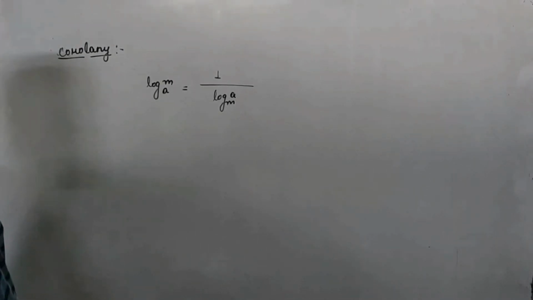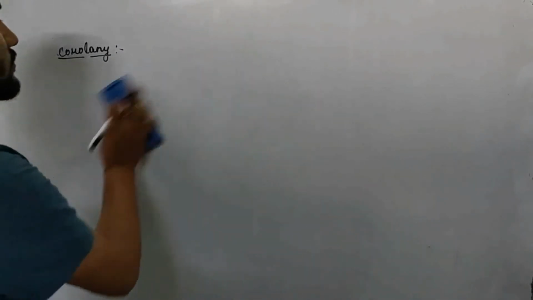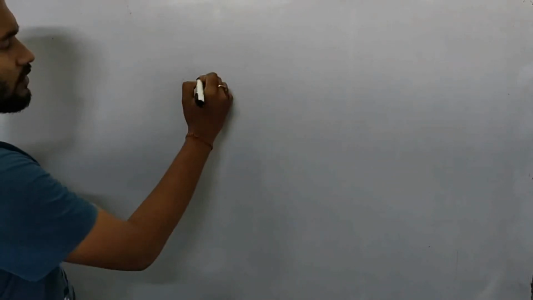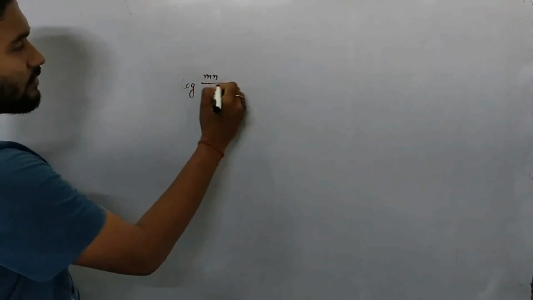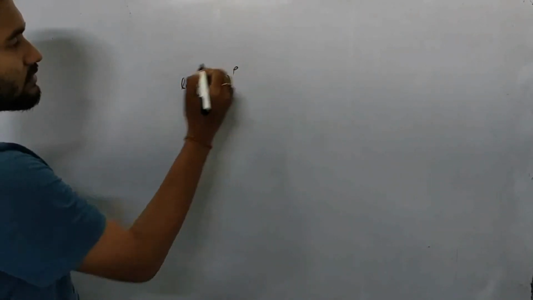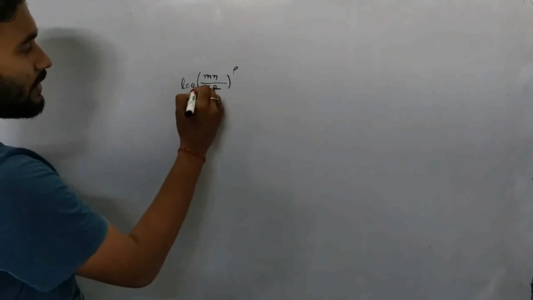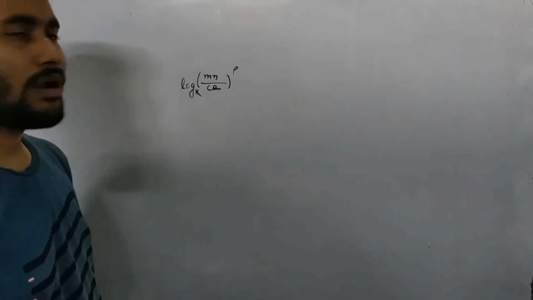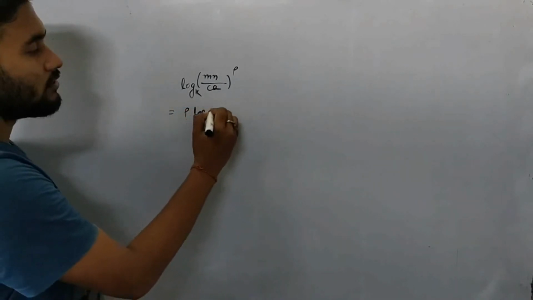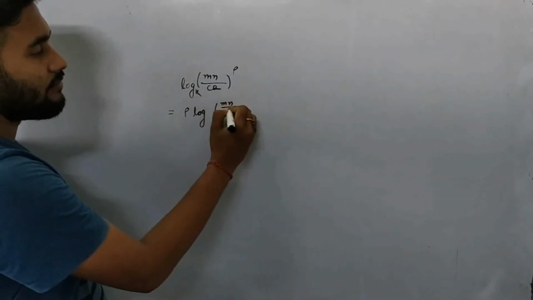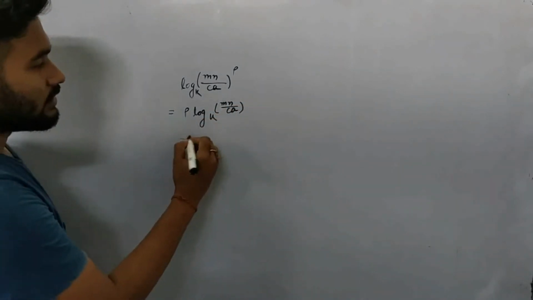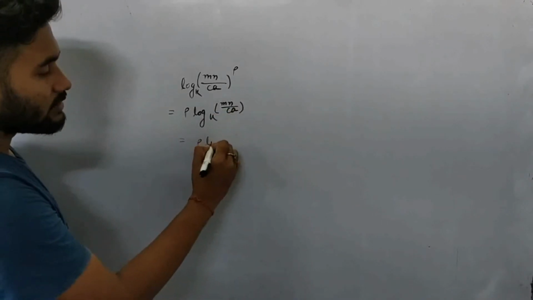Let us start the exercise then. One complex example I am seeing. Say for example log of mn by ca to the power p, the base is k. At first this power will come to the front side, p log of mn by ca base k. Then divide is there, so it will break as subtraction.